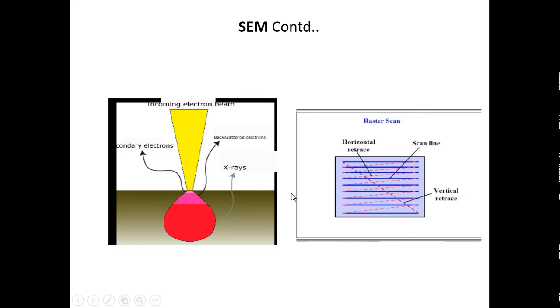Okay. So this is just to show the raster kind of scanning, means the specimen is scanned in a line by line manner. If you direct that particular area where it is scanned line by line, there is a vertical trace and a horizontal trace, so the scanning line is here. So this is just to show how this raster scan is done on the fluorescent screen.